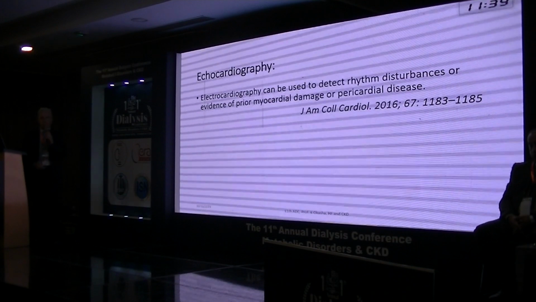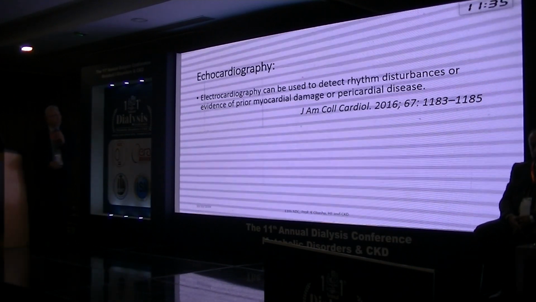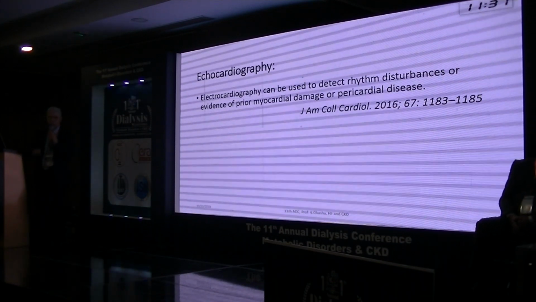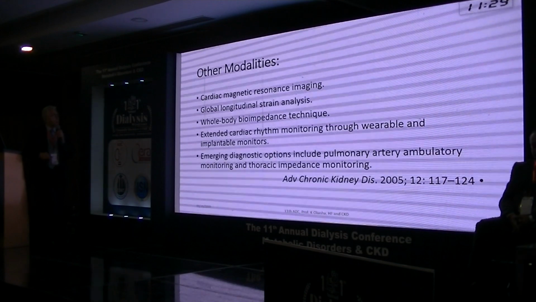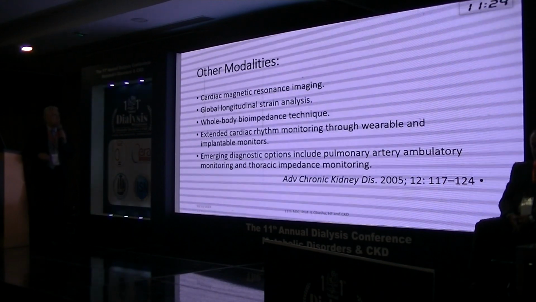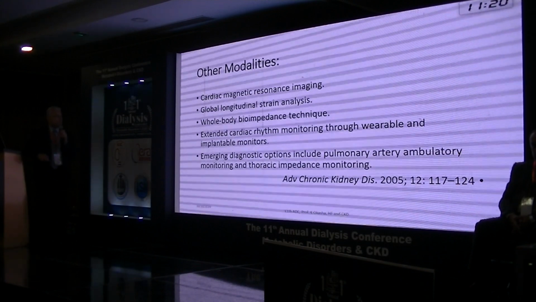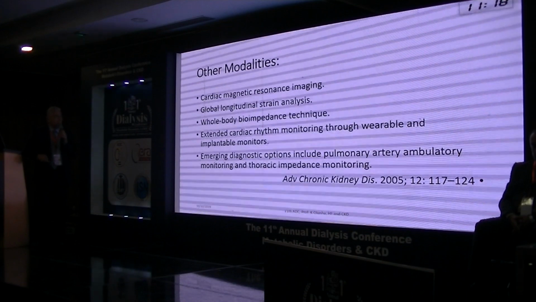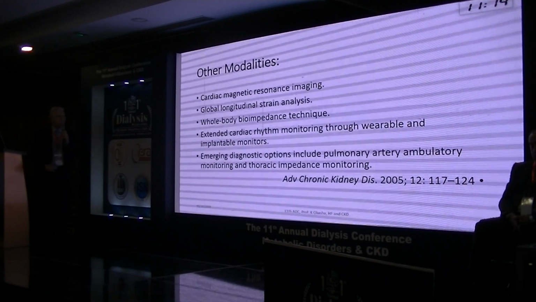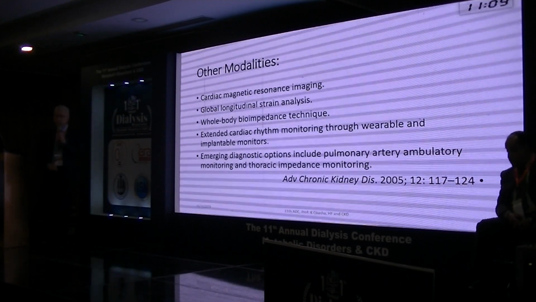And the ECG is actually very important for rhythm detection and evaluation of ischemia or, for example, pericardial disease. Other modalities include cardiac magnetic resonance, global longitudinal strain, whole body bioimpedance, and extended cardiac rhythm monitoring. Emerging diagnostic tools include pulmonary artery pressure ambulatory monitoring and thoracic impedance monitoring.